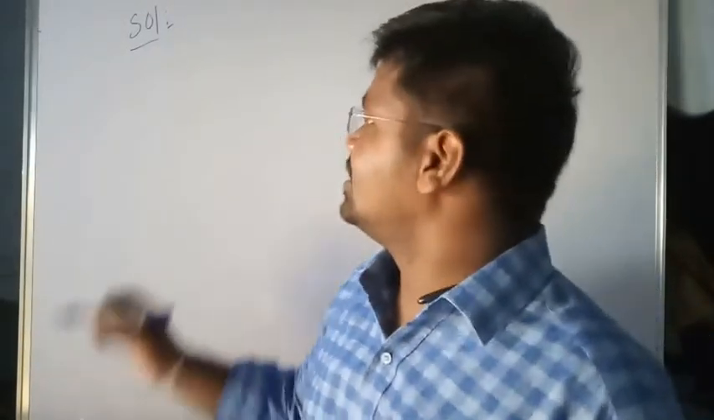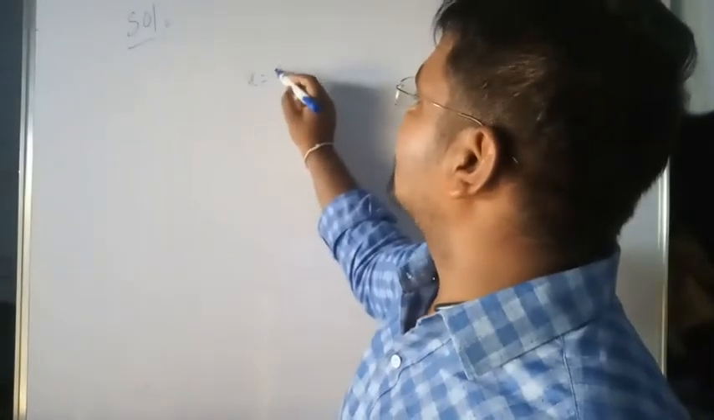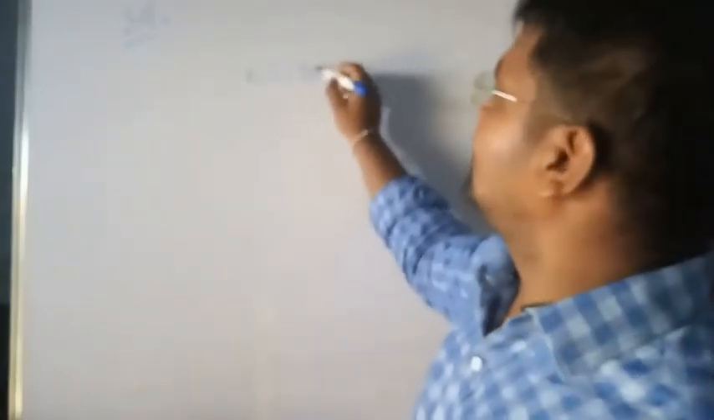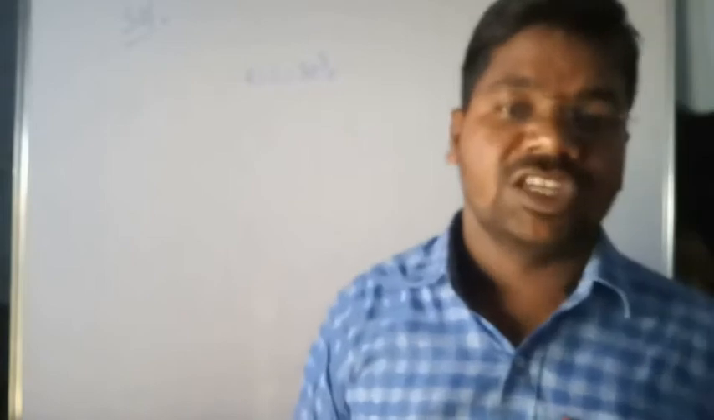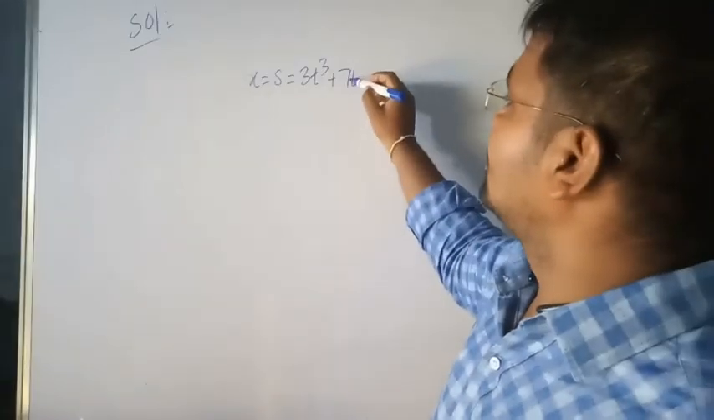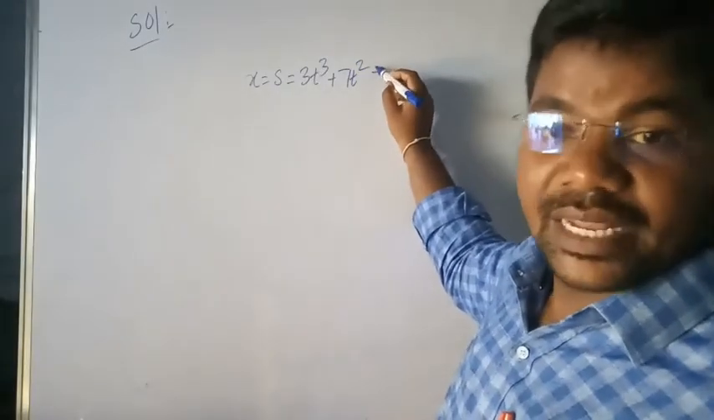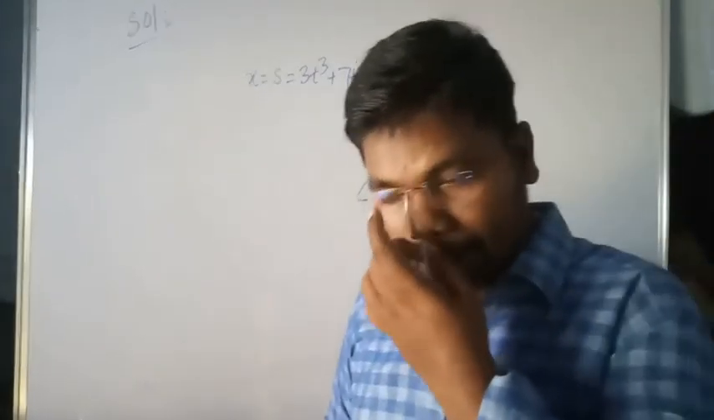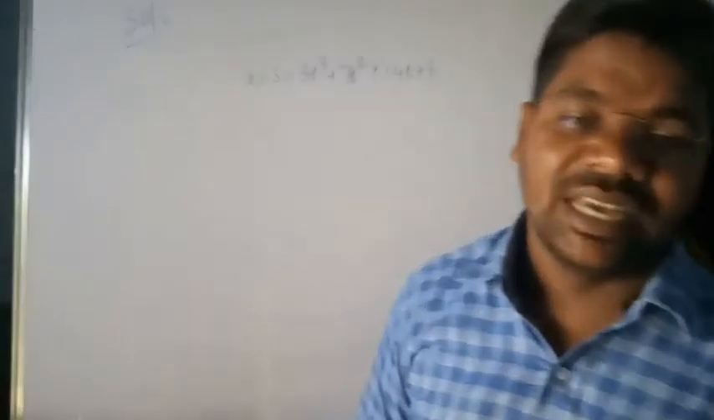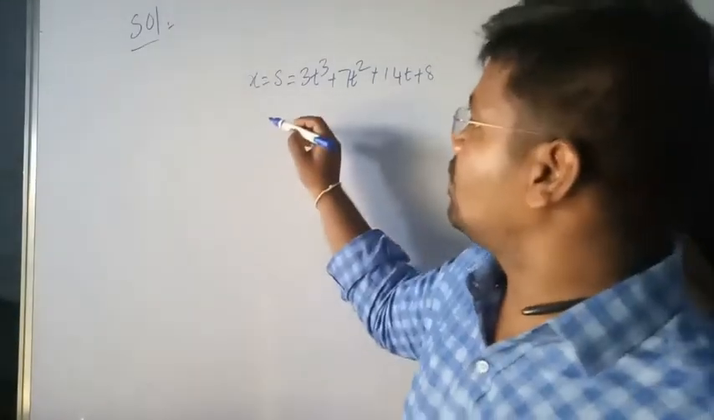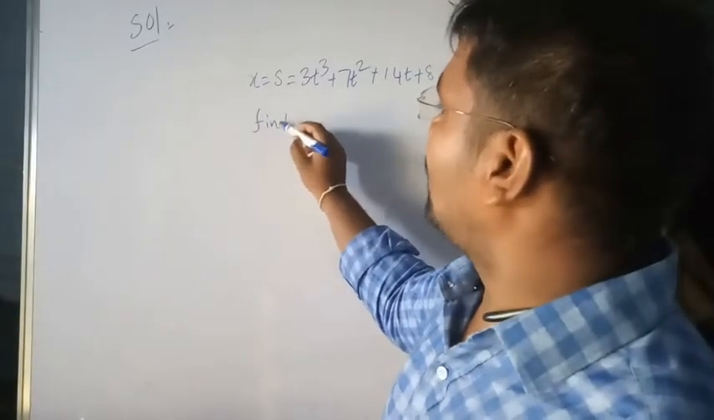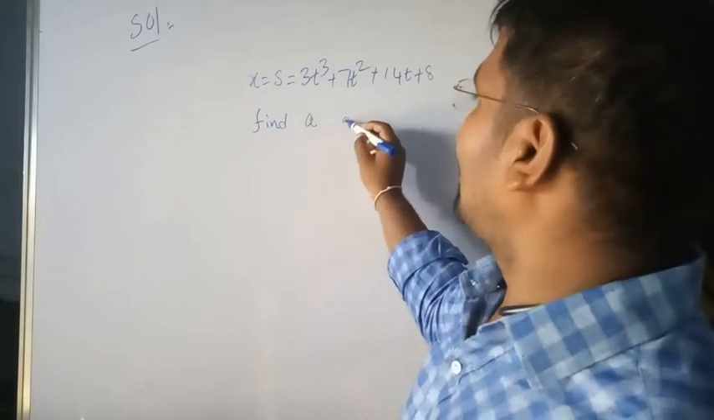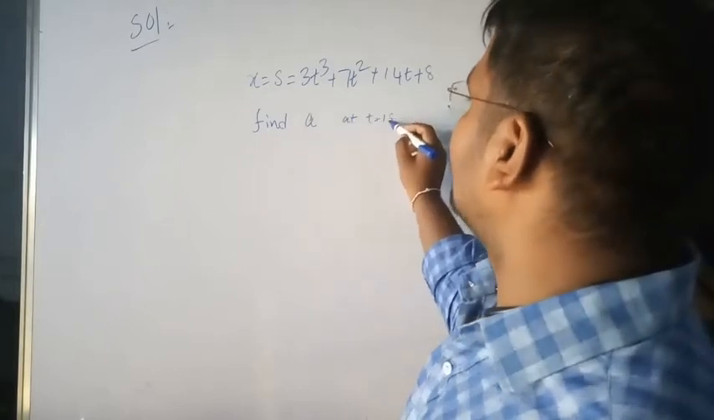Problem. So here in this problem they have given displacement, denoted x or s. The equation is 3t cubed plus 7t square plus 14t plus 18. What we have to find is the acceleration at t is equal to 1 second.